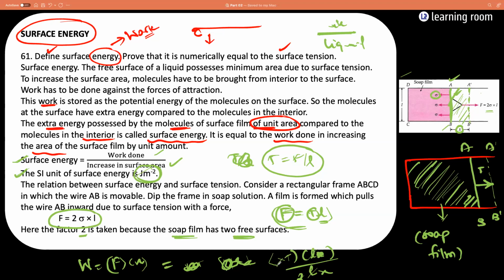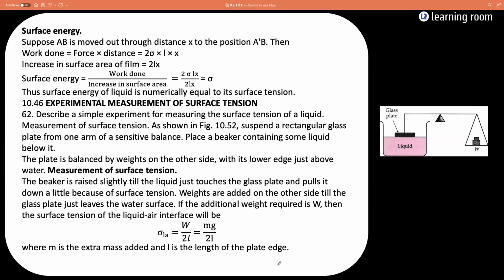So it is 2T into L divided by 2 into Lx. At least write that expression. So 2T into L divided by 2 into Lx. L and L, 2 and 2, and x will get cancelled. You will be left with T. So surface energy is mathematically equal to the surface tension.